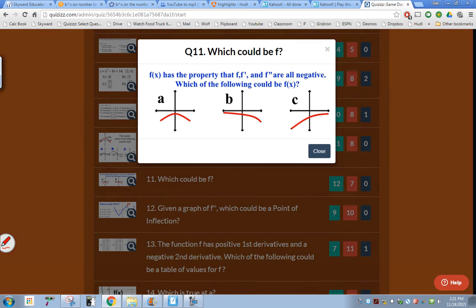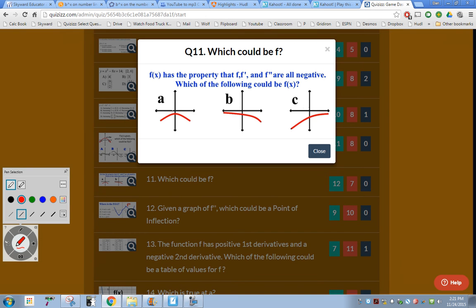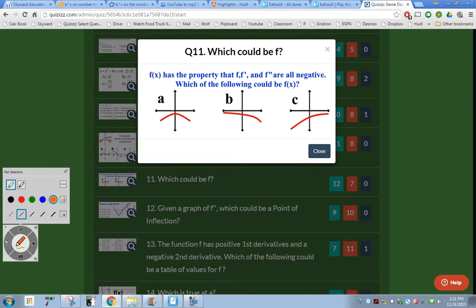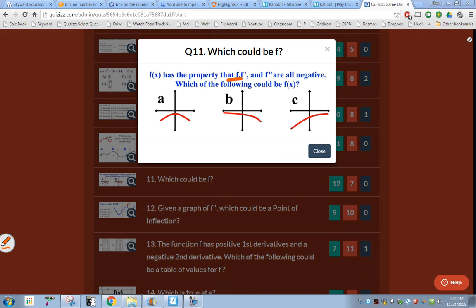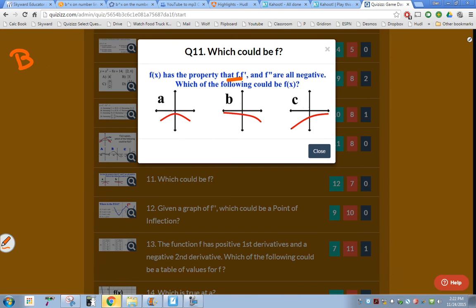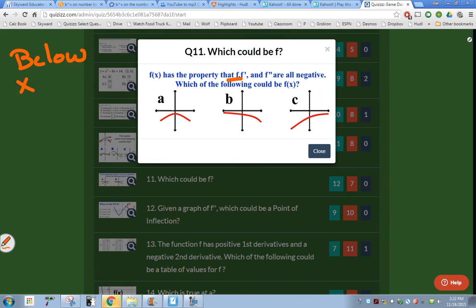F has the property that F, F prime, and F double prime are all negative. Which of the following could be F? So if F is negative, what are you looking for on an F graph for F to be negative? For F, just F to be negative. Below the x-axis. I'm not working with any derivatives. I just want to see where am I. I am below the x-axis. That is what an F graph would look like if it's negative.